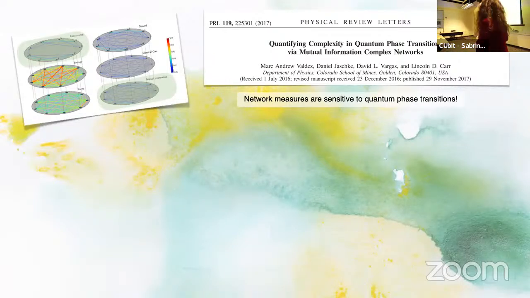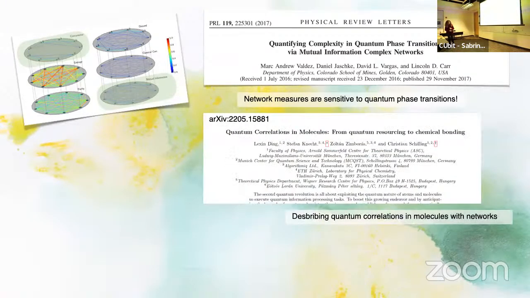Now, there have been a number of interesting studies already that use complex network theory in the framework of many-body quantum systems. And I mention here some. For example, this is by Lincoln Carr from Mines here in Boulder. And here what he did was to use networks of mutual information to quantify the complexity in quantum phase transitions. Again, this is clear applications, if you want, of the insight that you can get by using this framework in a different context.